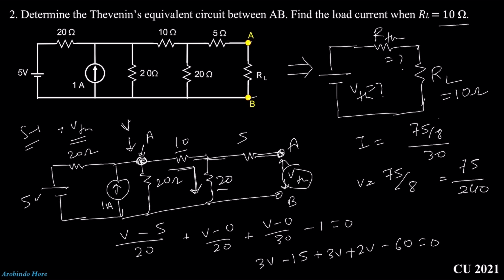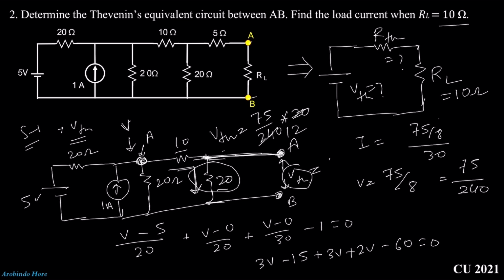The value of VTH will be, as you can see, VTH and this 20 ohm are in parallel, as there is no current flow through the 5 ohm resistance. So we can assume that here is a short. That means the voltage VTH is nothing but the voltage across this 20 ohm resistance, right? So we can write down VTH equal to 75 divided by 240 multiplied by 20. So this will cut, this is 12. Then we can write down VTH will be 6.25 volt. So we already have the data of VTH and this will be 6.25 volt.